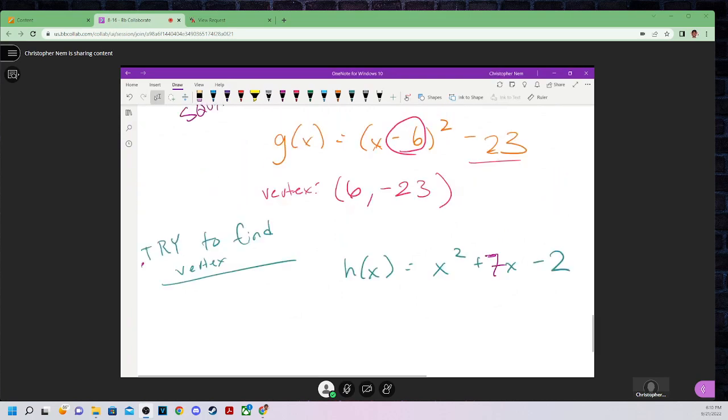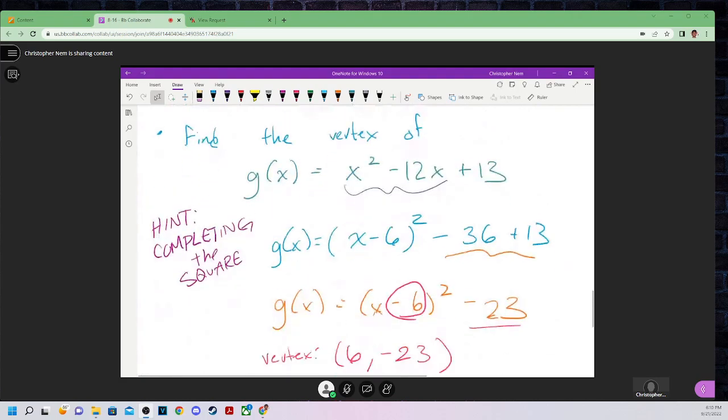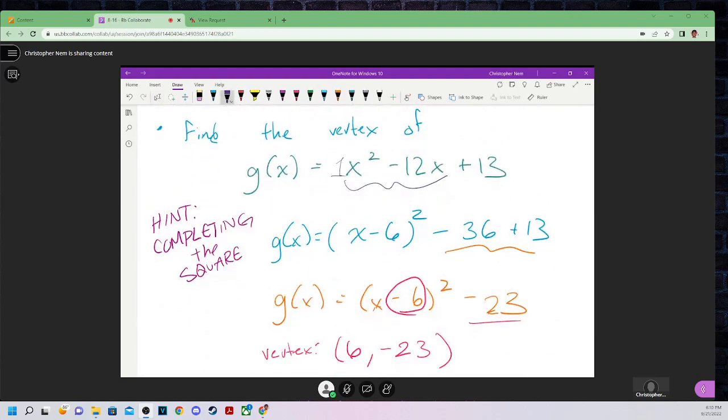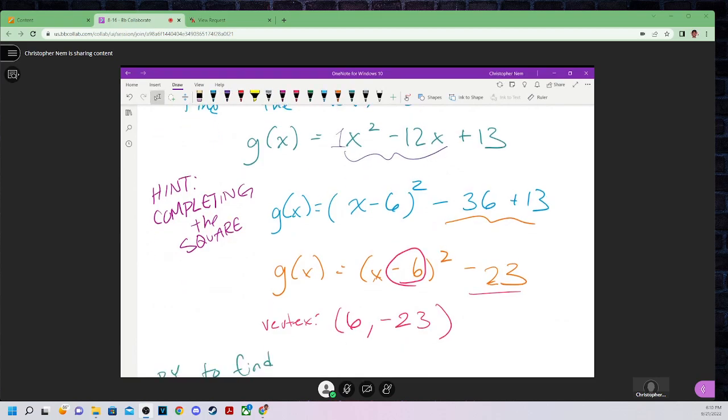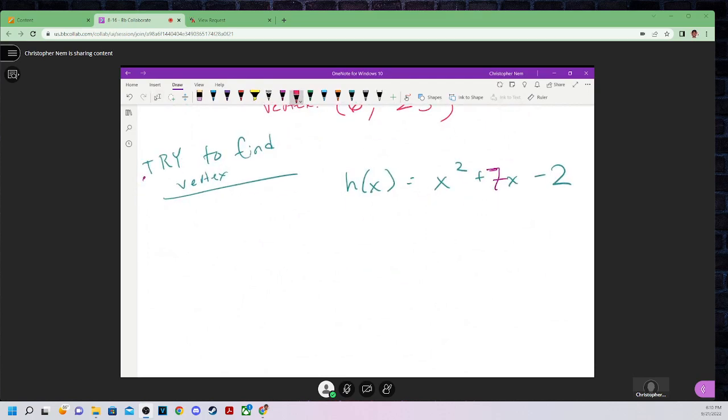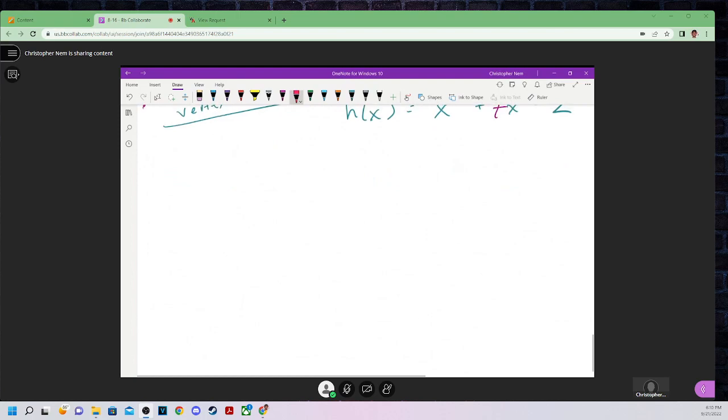Notice that all of these quadratics I worked with, when I completed the square, there was only a coefficient of 1. Now I'm going to change that. This is also going to play a role in factoring. So now instead of a coefficient of 1, I'm going to do a coefficient of 2. Let's call this capital F of x equals 2x squared minus 12x plus 13.